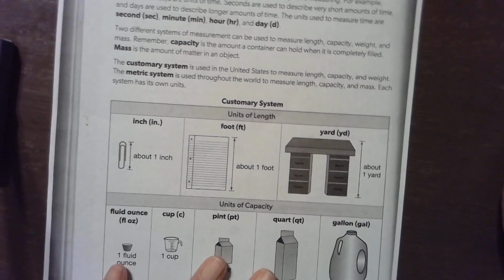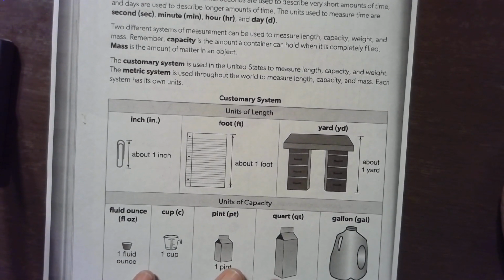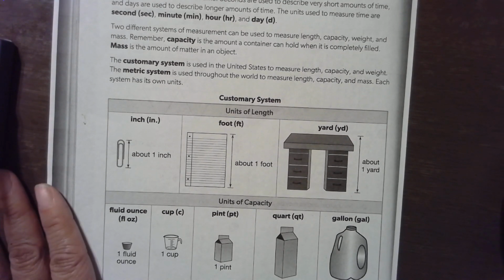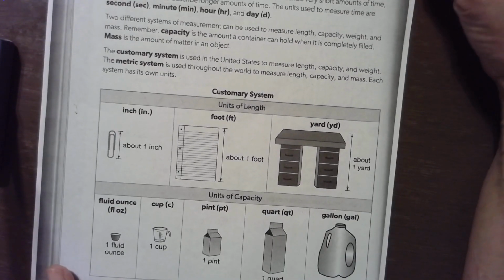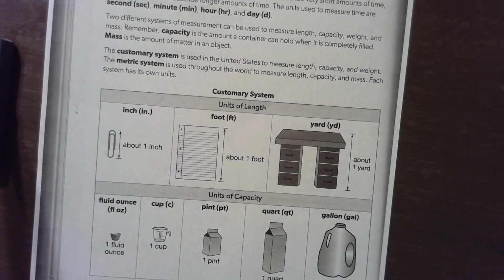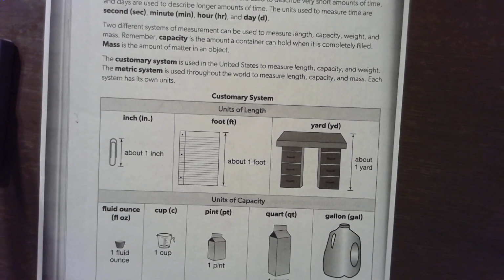The next one is a foot. A foot is about the length of a piece of paper. All paper is standardized usually, and it's actually about 11 inches, so it's close to a foot when you're estimating. And a yard is about the height of your countertops in your kitchen.